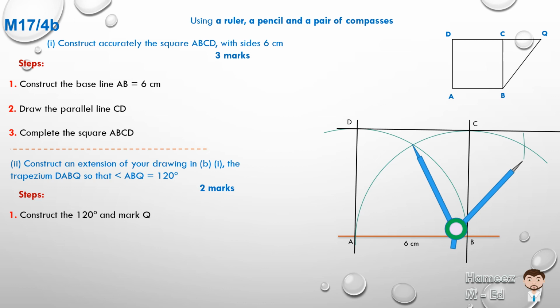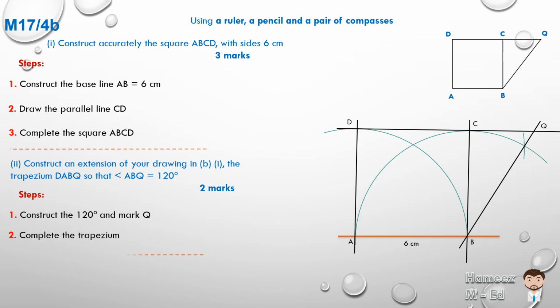So the point of intersection there is 120, and we'll draw a line passing through B and that point of intersection. And where that line intersects the horizontal line we had drawn, CD, they will intersect at the point Q. So we've completed the trapezium.